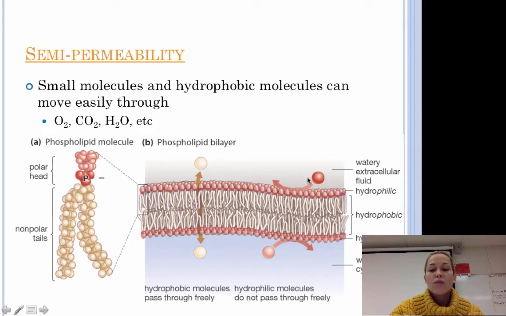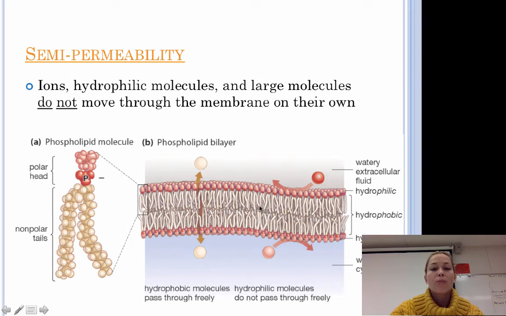Anything that is hydrophilic is going to bounce right off because it's not going to be able to get through. So things that can't get through the plasma membrane are things like ions, hydrophilic molecules, and anything that's too large. If anything's too big, it'll bounce right off of the plasma membrane, or if it is hydrophilic, it's not going to be able to get through these lipids, these fatty acid chains that make up the core of the lipid bilayer.